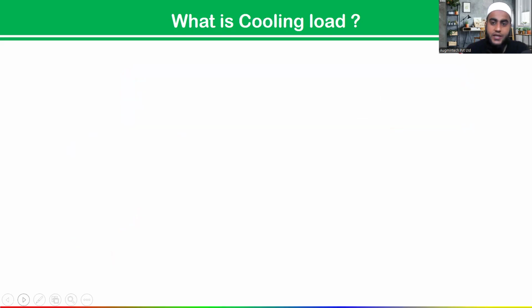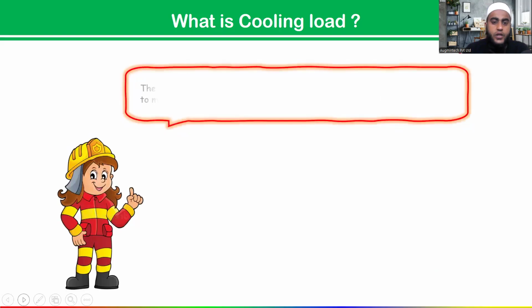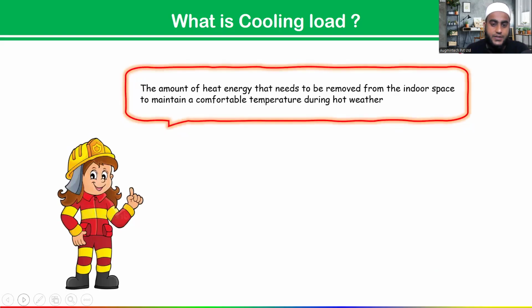Now, this webinar, as I told you, is especially for cooling load calculation in HAP software. So cooling load means what? All of you try to understand. Cooling load is the amount of heat energy that needs to be removed from the indoor space to maintain a comfortable temperature during hot weather. In summer season generally, our main target is, suppose you want to find out the capacity of any air conditioner unit, so first we need to calculate the cooling load value.